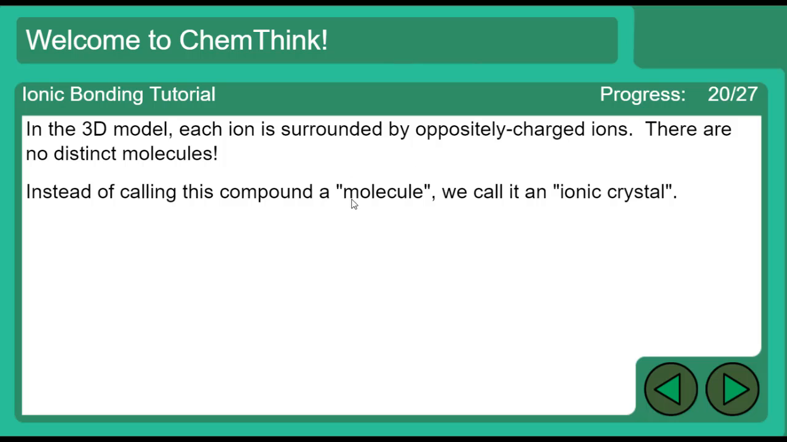Instead of calling it a molecule then, what we actually call it is an ionic crystal. That's the real name for it. Because there's no single molecule within there, no distinct molecules. It's a compound. We've put together 2 different elements, so it is a compound, but we wouldn't call it a molecule. You have to call it an ionic crystal if it's an ionic bond.